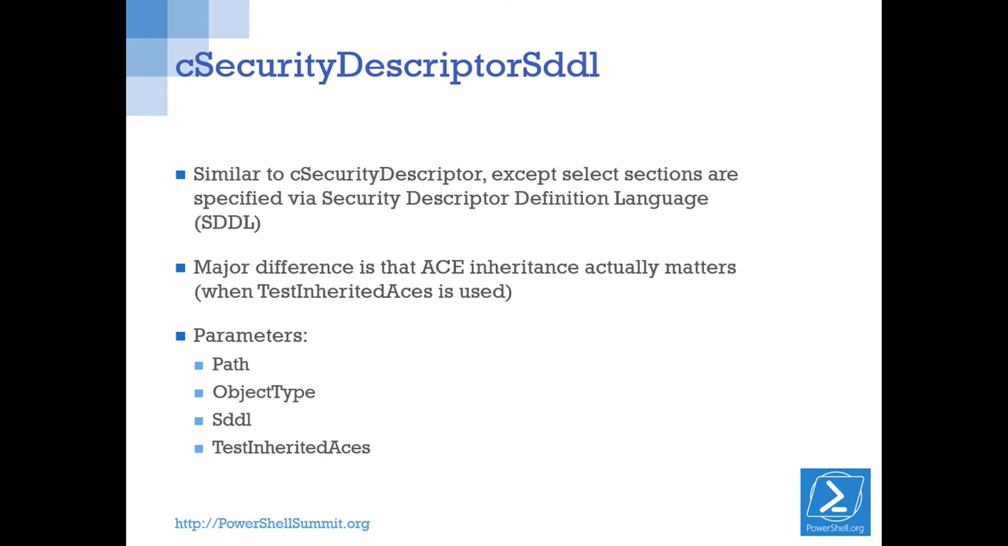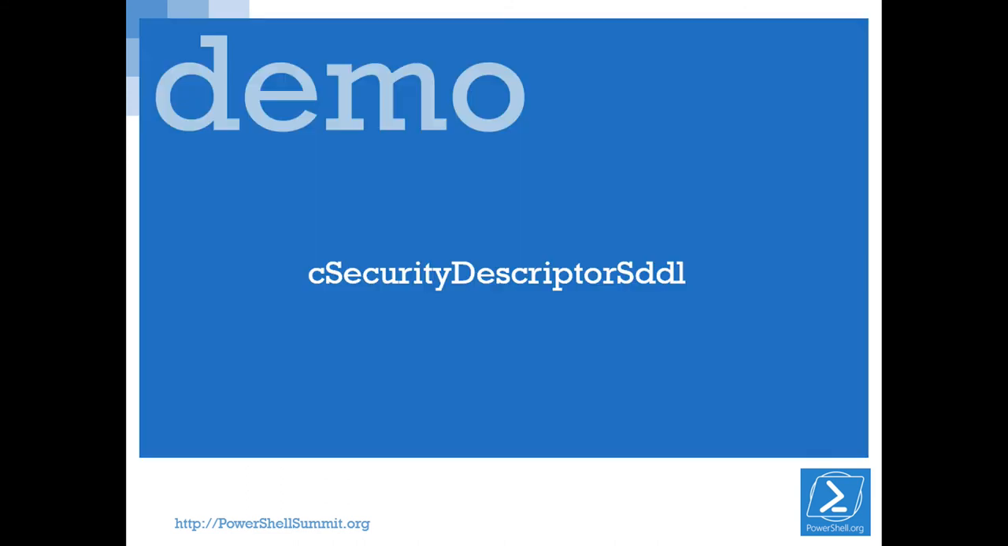The parameters are really easy. You have those same three that we had on the other two: path, object type, and test inherited ACEs. And you provide the actual security descriptor with one input, SDDL. It does still share the part about if you only define certain sections, then it only cares about those. SDDL will let you have a valid string that only defines an owner, or only defines an owner and a DACL, or defines all four if you'd like. So let's go into the demo for that.